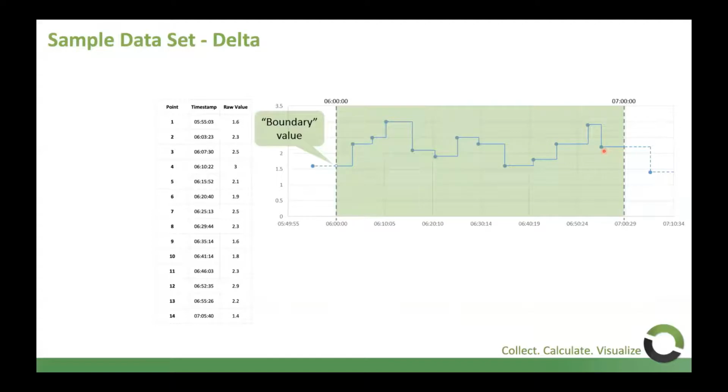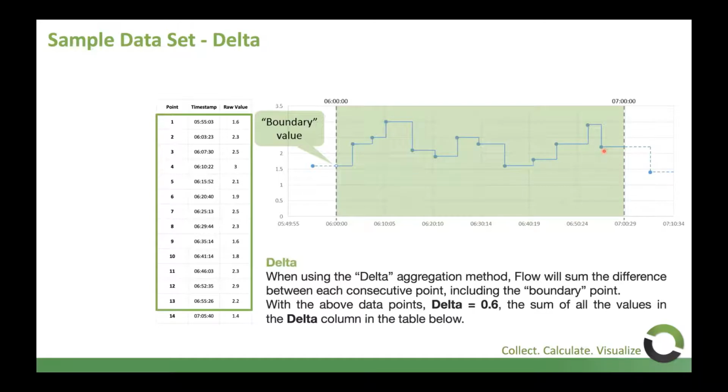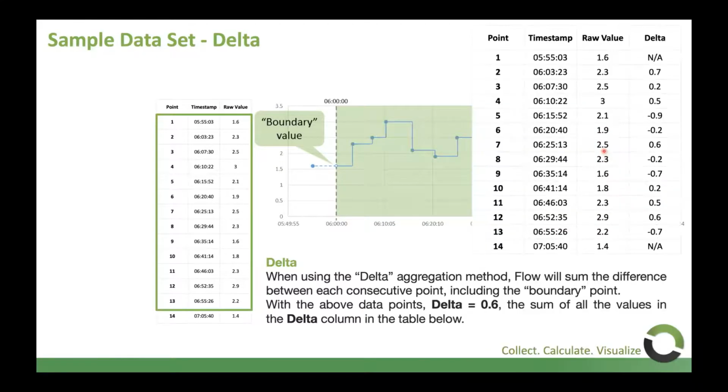Right, then we have a concept of a delta. Now, a delta retrieval will take all the raw points that we have, including the boundary value, and it will go and see what is the difference, or the delta, between each consecutive point. I'm just going to bring up a little other table here so it will make the explanation a little easier. So what we will do is we'll say, okay, I've got a data point at the top of the hour, so that will be my boundary value.